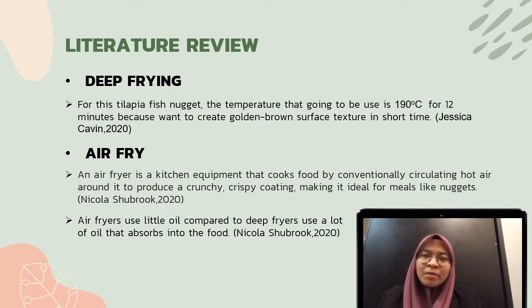Alright, the first cooking method is deep fry. For this tilapia fish nugget, the temperature to be used is 190 degrees Celsius for 12 minutes, because we want to create a golden brown surface texture in a short time. Next, air frying. An air fryer is a kitchen equipment that cooks food by circulating hot air around it to produce a crunchy, crispy coating, making it ideal for meals like nuggets. An air fryer uses little oil compared to a deep fryer, which uses a lot of oil that is absorbed into the food.